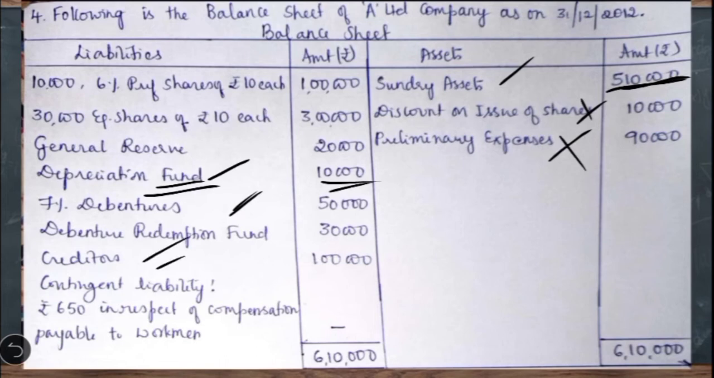Then creditors is a liability. There is one more liability, contingent liability, rupees 650 in respect of compensation payable to workmen.